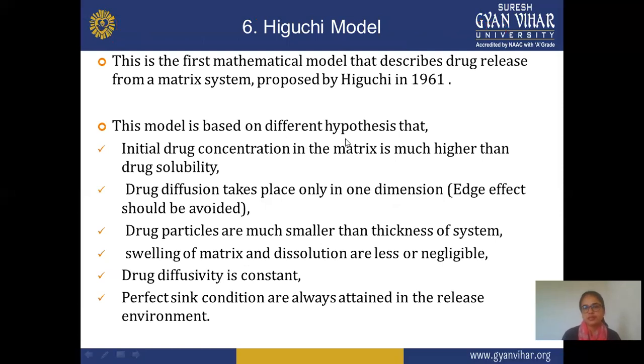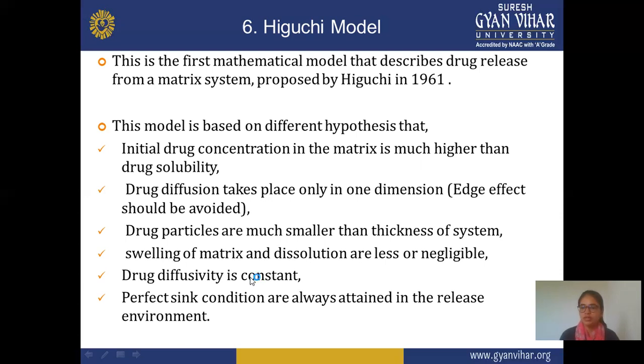Now we discuss the next, sixth model, that is the Higuchi model for dissolution study. According to this, the Higuchi model is the first mathematical model that describes drug release from a matrix system, and it was proposed by Higuchi in 1961. Means this dissolution model mainly describes the release of the drug from a tablet with a matrix system, and it was discovered by Higuchi in 1961.